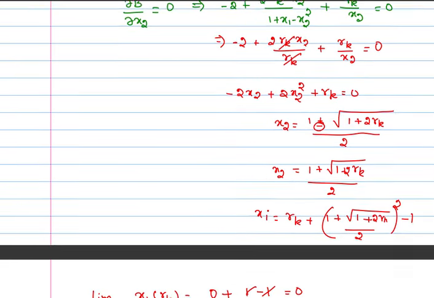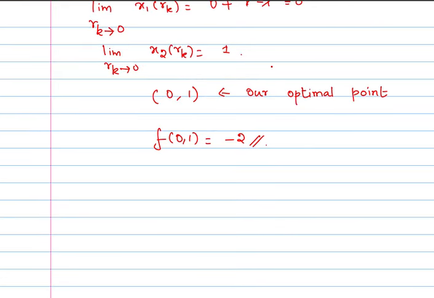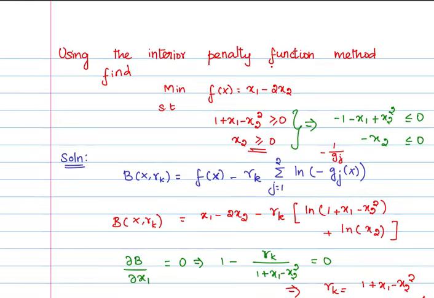Whenever we go numerically, we have to calculate the rk for each iteration value. Okay, that is the key. I hope you understand how to solve this problem using the interior penalty function method. Thank you.